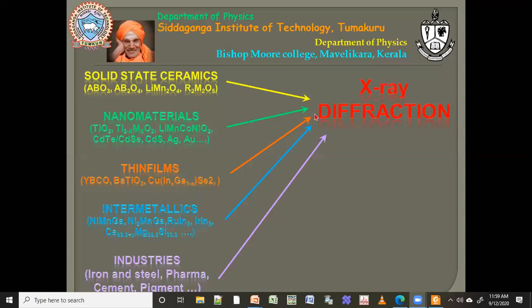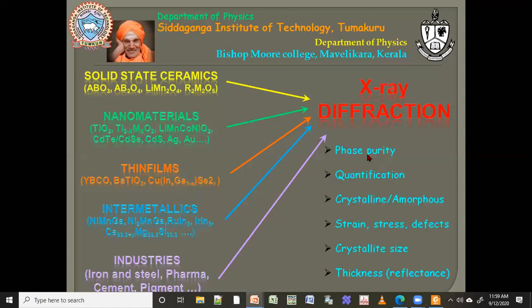The reason for that is you need to know some things. So what are these things? You need to know the phase purity, the quantification, crystallite size, amorphous content, stress, strain. I'm not a big fan of stress and strain with respect to lab X-ray, but still we'll do that. Or if you're doing some nanoparticles, you may want crystallite size. Or if you're doing thin films, there is also the possibility to get the thickness from reflectance measurement. So these are the reasons why the first step would always be to do X-ray diffraction.